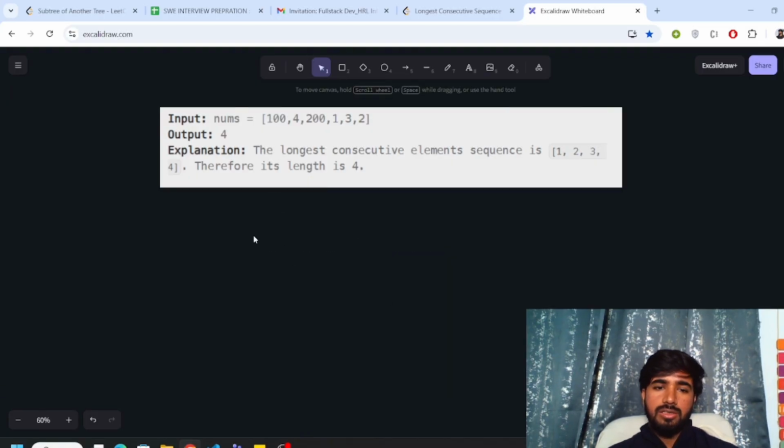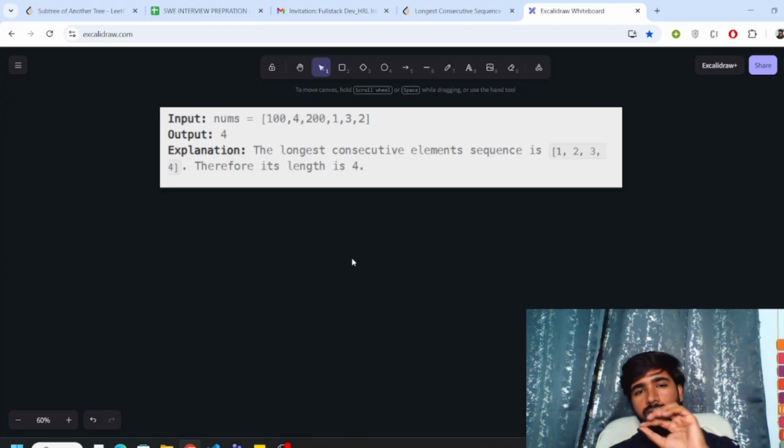Okay, so let's talk about a smart solution, which is not intuitive at first, because for example if you are just a beginner, it won't come to you naturally. But once I explain the approach, you will say, oh, that makes sense. So let's try to understand that.